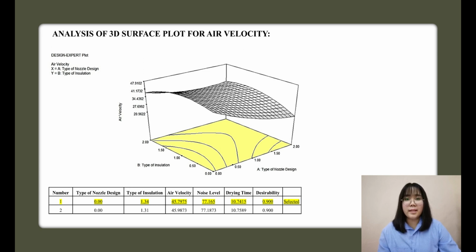This also indicates that the type of nozzle design is the chrome nozzle, while the type of insulation is the wedge foam. Thus, this can also be considered as the best possible combination of factors that is able to achieve the most desirable output response, which is the maximum air velocity at an approximate value of 45.7975 miles per hour, according to the solution 1 suggested in the table below.